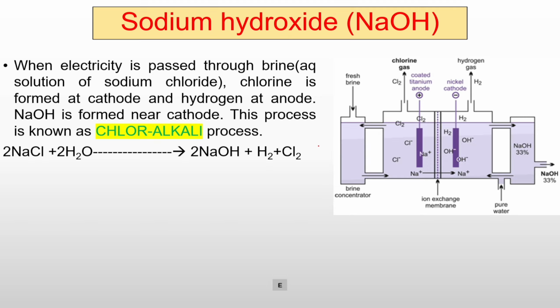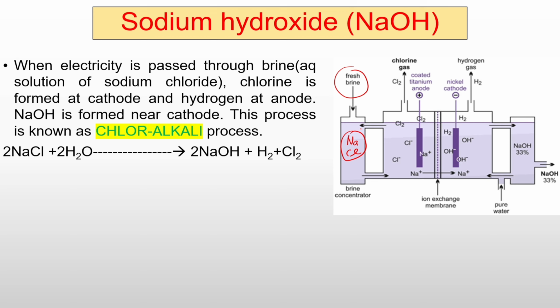Now see what the setup is. Look at this one. This side is the positive terminal, so on this side we have the anode. This is the negative terminal, so this side we have the cathode. Cathode is on the right side, anode is on the left side. What is the precursor or raw material for this? We have NaCl, sodium chloride. This is called fresh brine. Brine solution means saline water, NaCl.